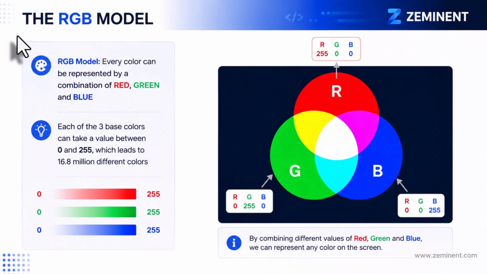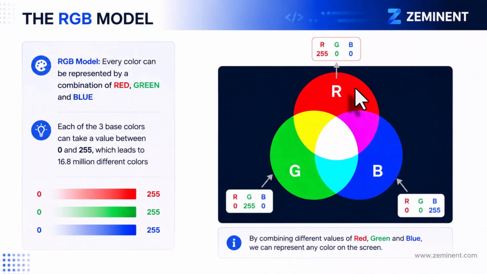If red is 255 while green and blue are 0, we get a pure red. If green is 255 and the others are 0, we get a pure green. And similarly, we can create blue also. Now what happens if all the 3 channels are at their maximum? Like R equal to 255, G 255 and B 255. This gives us white. And if all the 3 channels are 0, we get black.